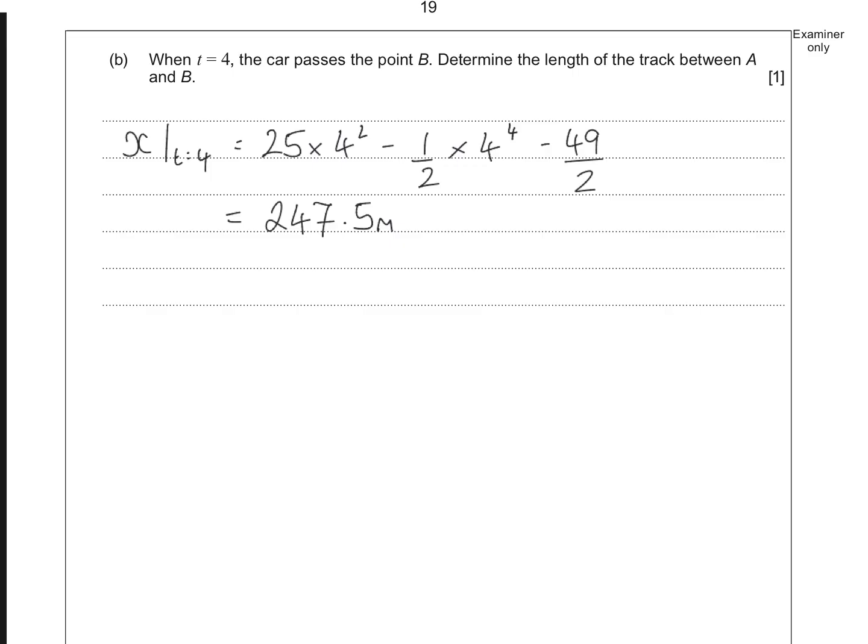So I think it's 247.5 meters, and that is it. That's all there is to it. We're evaluating the displacement when t equals 4. Now if it wanted the displacement from the point where the car started, that would be a bit different, but it doesn't, so it's not. Okay, moving on.